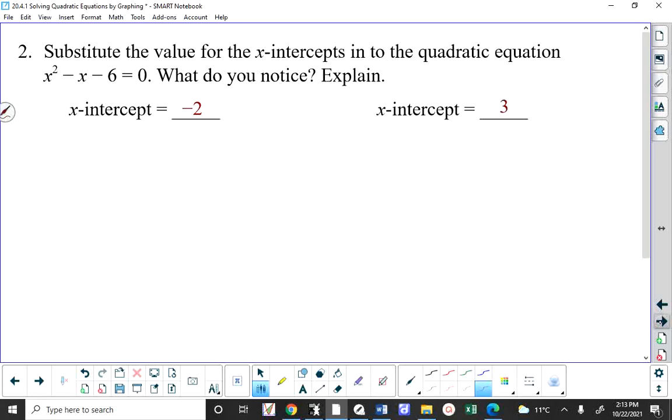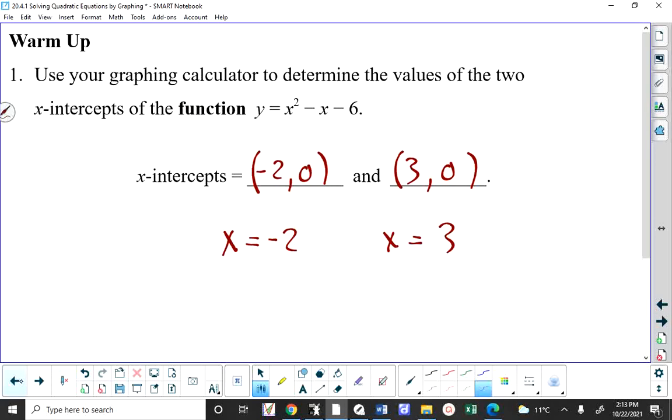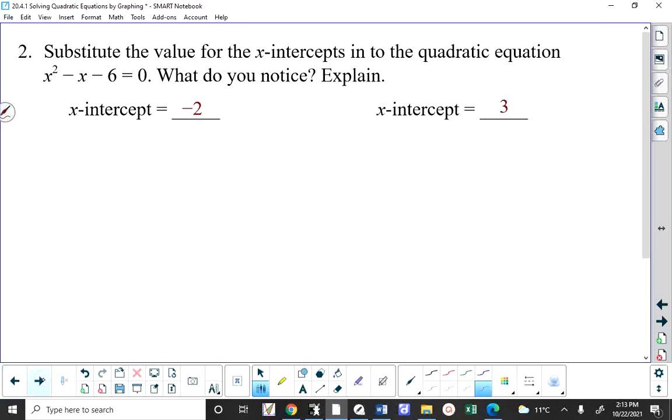Number 2, take these two x-intercepts. Now, I've written them in the blanks. You can do the same thing. Take each of these two x-intercepts and put them in for x in the corresponding equation. And I want you to pay very careful attention to the mathematical statement in number 2 and the fact that it says x squared minus x minus 6 equals 0, and that's different than the mathematical statement in number 1, which said y equals. In number 1, the statement was a function. In number 2, it's an equation. So what we're going to do is put -2 in for x.